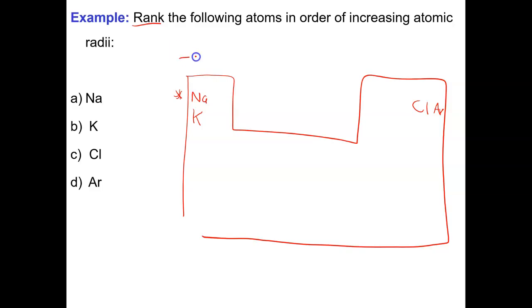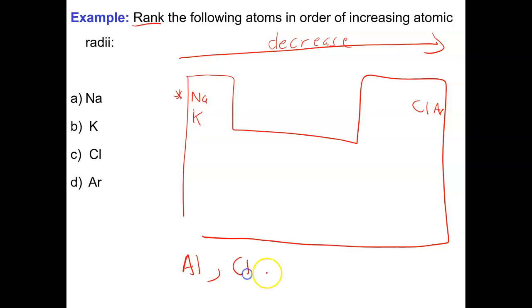Now, how does the trend vary across the third period? Well, the elements will decrease in atomic radii. So, in order of increasing radii, I would go argon, chlorine, sodium, potassium. So that's it, really, right? That's it, just using our little trend there. Argon, chlorine, sodium, potassium. We just got to be careful not to get confused.